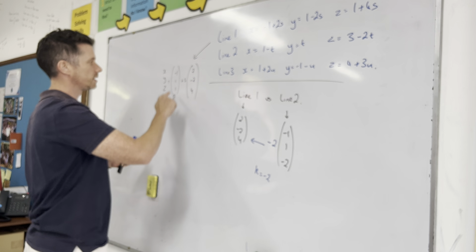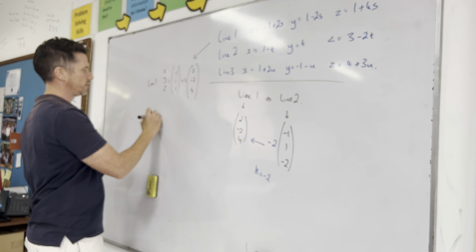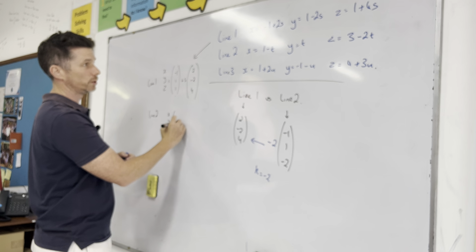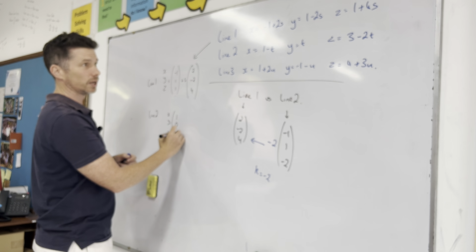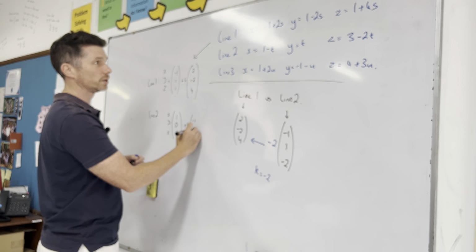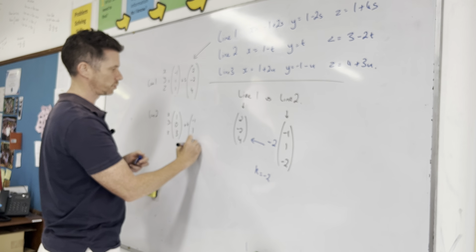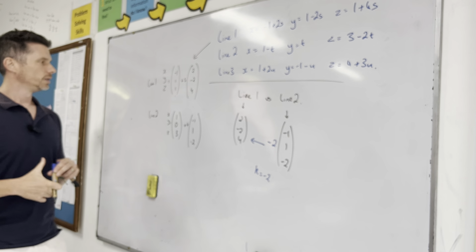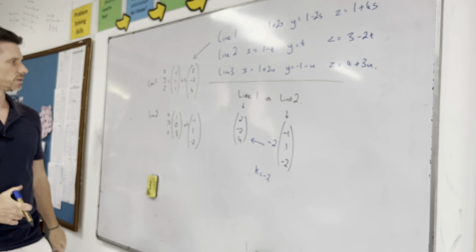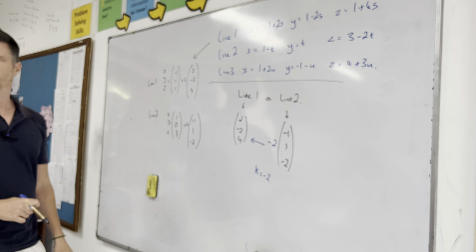So let's look. This is line 1 over here. Line 2, if you want to rewrite it in this form, is 1, 0, and 3, plus t times -1, 1, and -2. Yeah, so I've just written this line in this form as well. Okay. So what point will we pick?